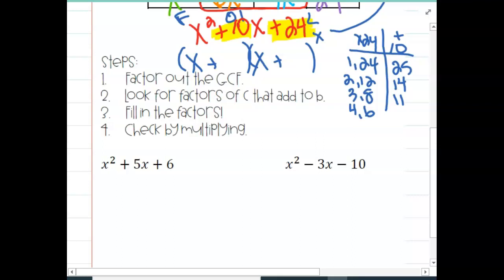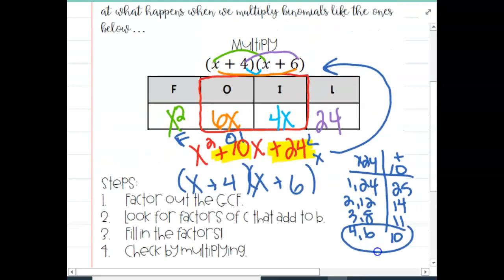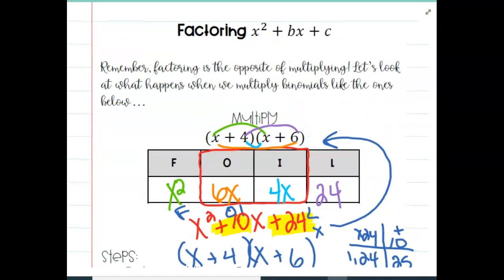But if I did 4x and 6x, those are the ones that you want. So your answer is x plus 4 times x plus 6, which I knew because, I mean, that's what I started with. Okay? But we're not going to have that today. We're just going to start with this one. Okay? So, these are the problems because we're going to start talking about a bunch of different types of factoring, so we have to be able to keep the different types separate.